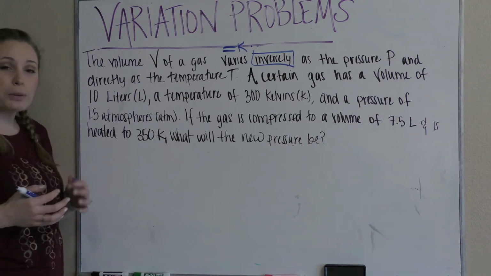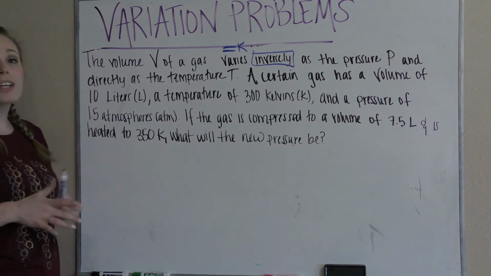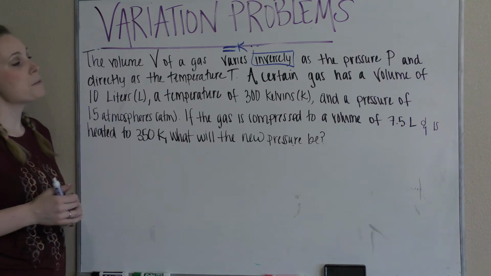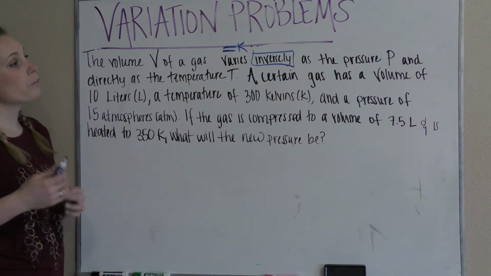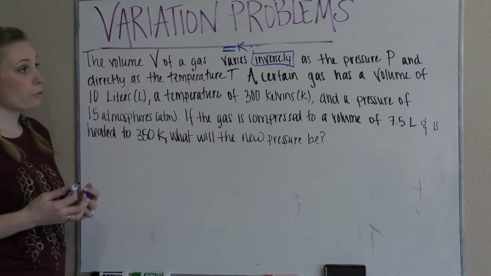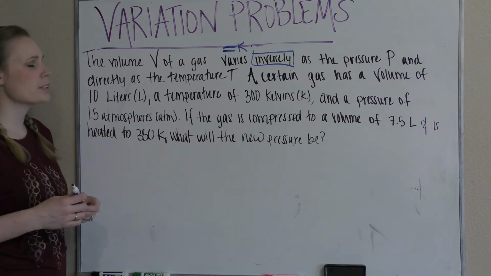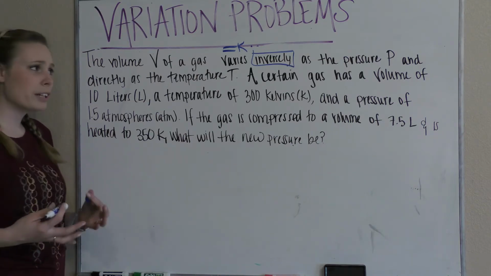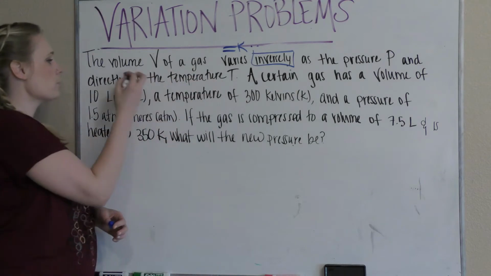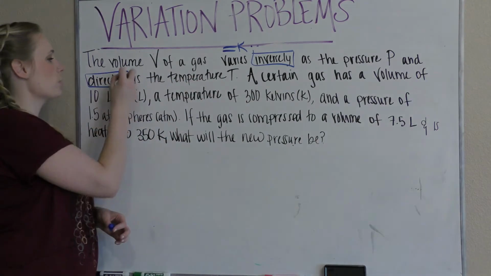There's a lot of words in here. Don't let the words freak you out. I know you hate word problems. It's okay. We'll get through it together. So, the very first thing that we're going to do every single time is solve for that K. We have to find the variation constant. But we have two different types of variation happening. We have inverse variation and direct variation.